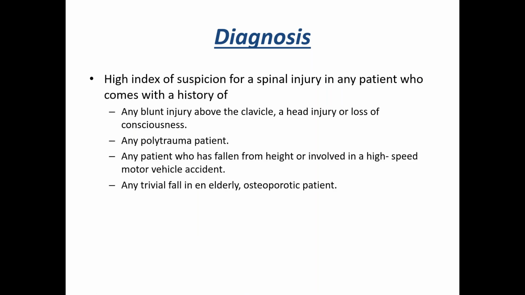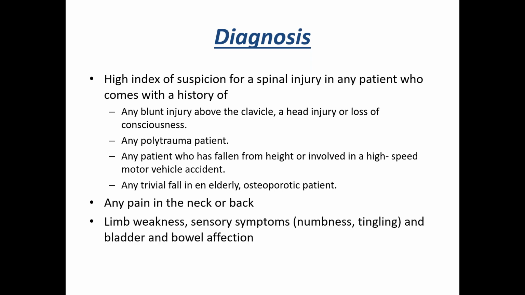So in any injury, we should have suspicion of a spinal cord injury. ATLS protocol now has airway and cervical spine stabilization in view of suspicious spinal injuries which get missed. Any blunt injury above the clavicle, a head injury or loss of consciousness, any polytrauma patient, any patient who has fallen from height or been involved in a high speed motor vehicle accident, any trivial fall in an elderly and osteoporotic patient, any pain in the neck or the back, limb weakness, sensory symptoms, that is neurological deficit, and bladder bowel affection.